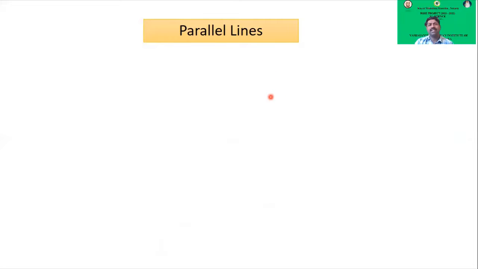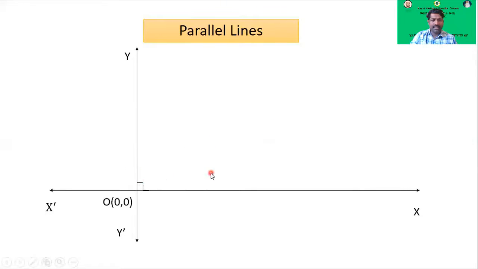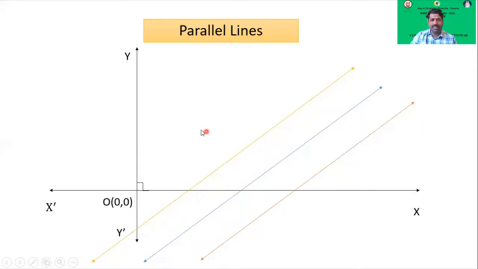Now, what is the relation between two parallel lines? Consider the coordinate system. Suppose this is the line, second line, and this one is the third line. So these three lines are parallel. L1, L2, L3 are three parallel lines, and let the angles made by these lines be theta 1, theta 2, and theta 3. As we know, these are corresponding angles, so theta 1, theta 2, theta 3 are all equal.